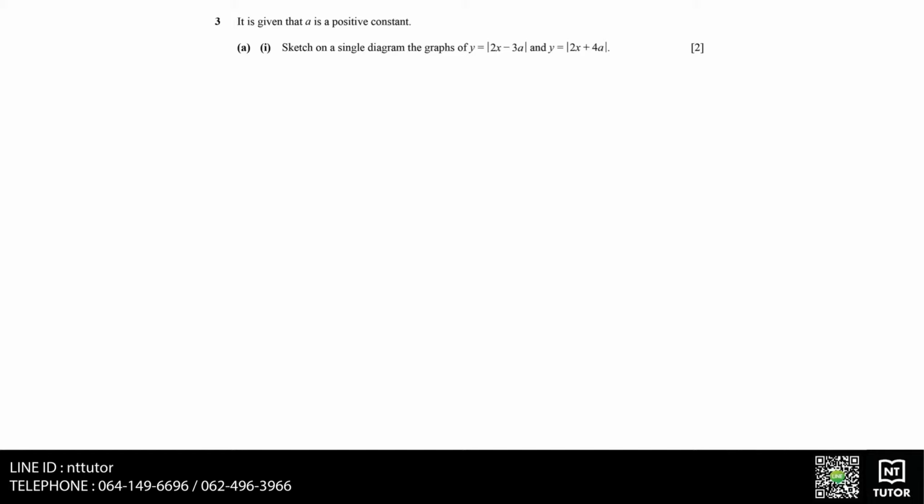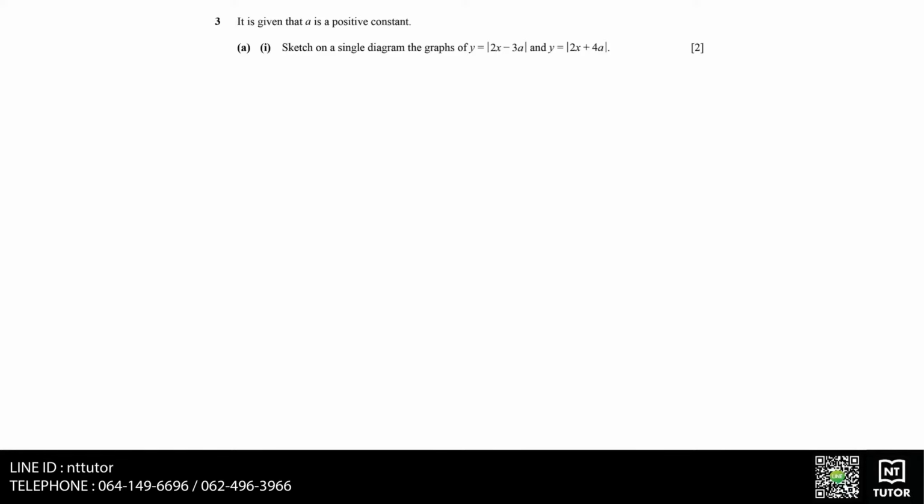When you draw the graph of a modulus, you just draw the graph as it usually is without the modulus, but for the parts where it is negative or where it goes below the x-axis, you just need to flip it so that it's always positive.